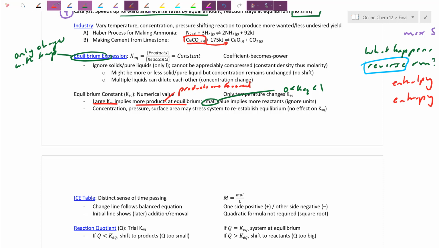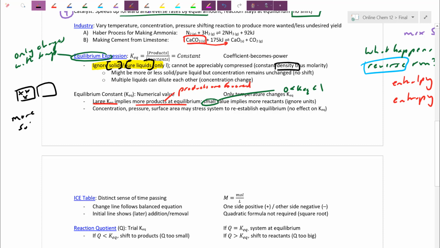Which chemicals are not put into this KEQ expression? Be careful to ignore solids and pure liquids. If you talk about a concentration of a solid or a concentration of a pure liquid, the only liquid in the equation, that's sort of like talking about a density. Let's imagine having one solid, let's say 3 particles in a box. You can have more solid.